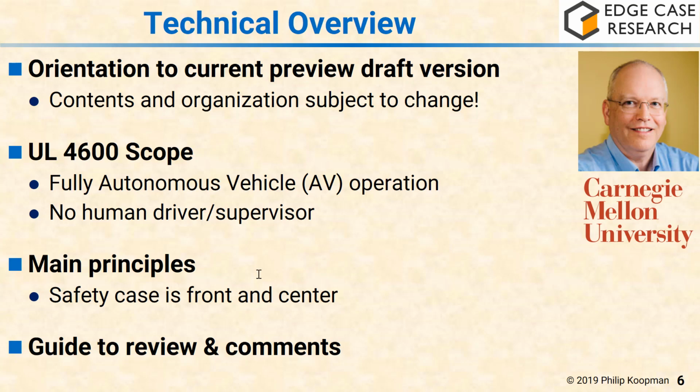I'm going to talk about the UL 4600 scope, which, to emphasize, is for fully autonomous vehicle (AV) operation, which means no human driver, no human supervisor, no human involved in the dynamic driving task. I'll talk about the main principles, including a safety case being front and center, and also, at the end, a guide to review and comments. I'll just mention up front, it's really important when making comments to use the spreadsheet format that is provided, and Deb will talk about that at the end, to make sure that we can manage the comments we expect to receive.